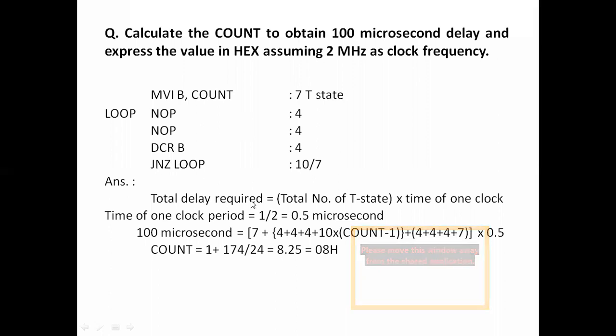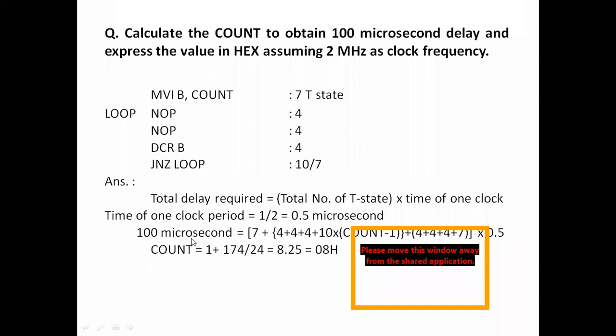So the total delay required will be the total number of T states multiplied by the time of 1 clock period. Time of 1 clock period is 1 by 2 because it is 2 megahertz, so 0.5 microsecond. So the total delay required is 100 microseconds.